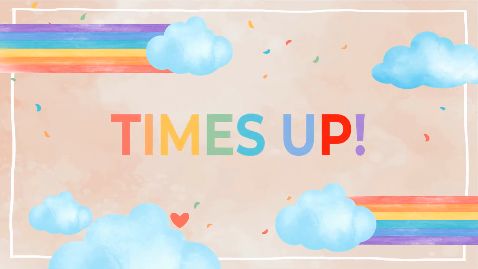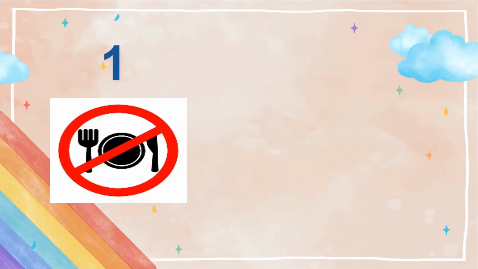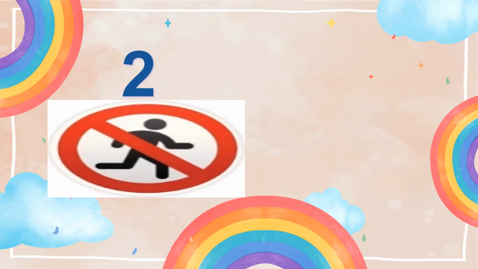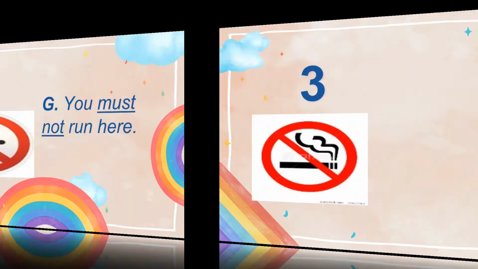Time's up! It's time for us to check your answer. Are you ready? Please do take notes of the underlined words on the following answer. Number 1. The first signage means letter E. You cannot eat your food here. Number 2. It's letter G. You must not run here.